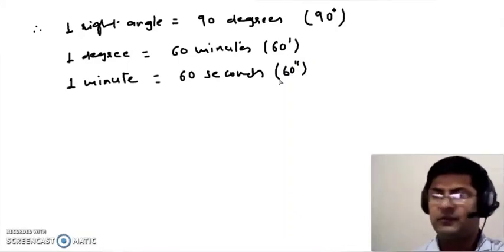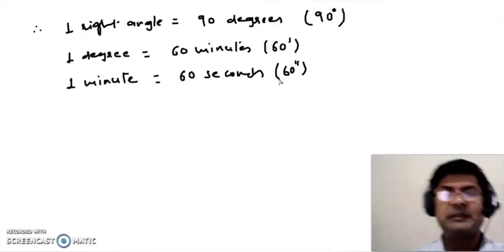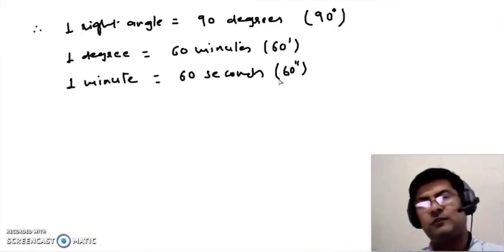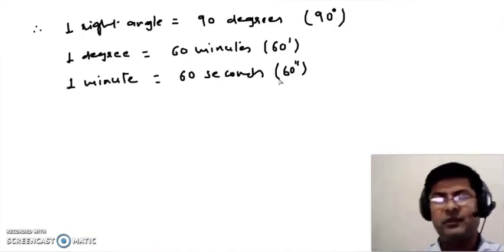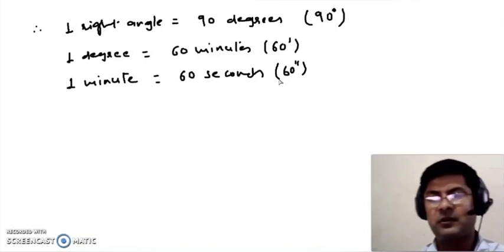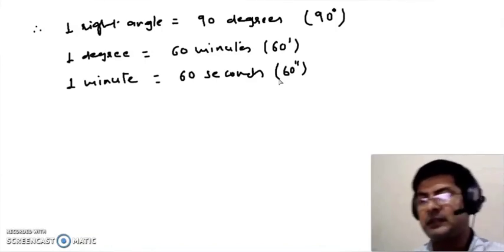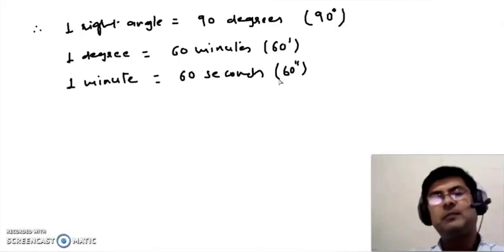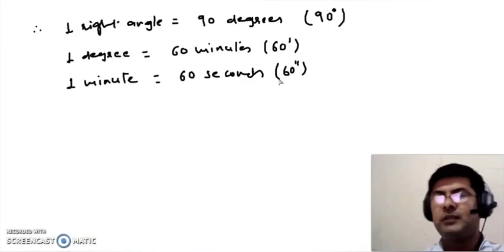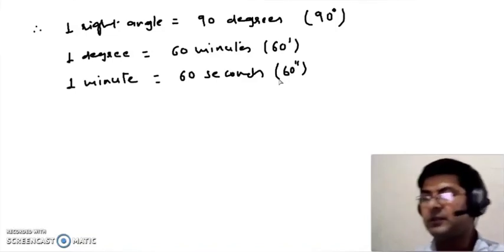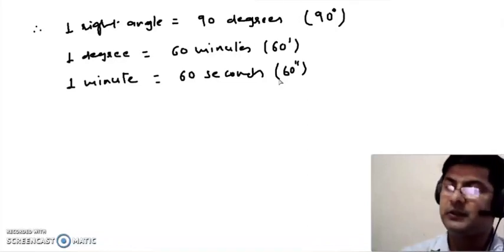Okay, so you can convert. If you want to convert a degree into minute, we'll multiply by 60, or if you want to convert a minute into degree, you will divide by 60. Again, if you are converting a minute into second, you will multiply by 60, and if you are converting a second into minute, you will divide by 60. Clear? So in this way you can convert from one unit to the other unit.